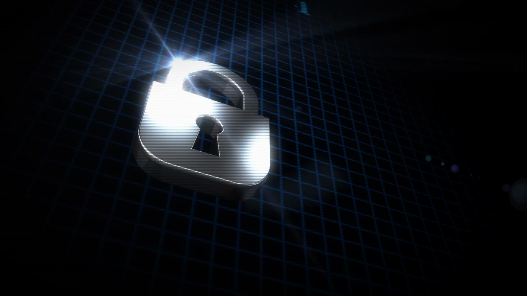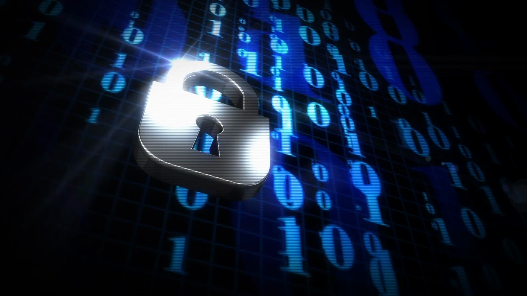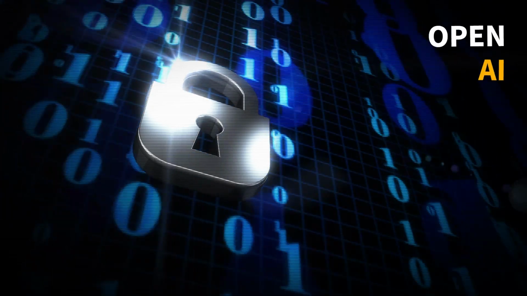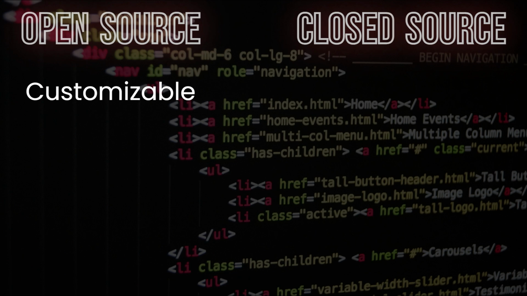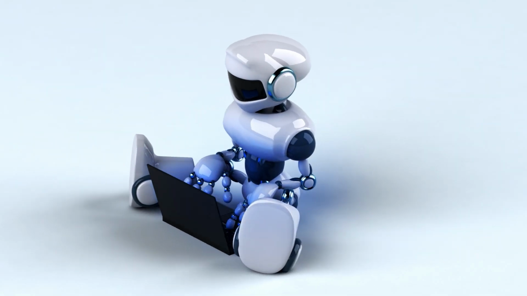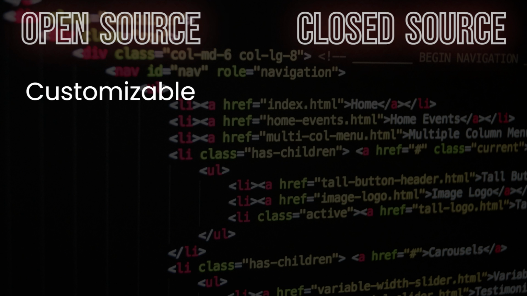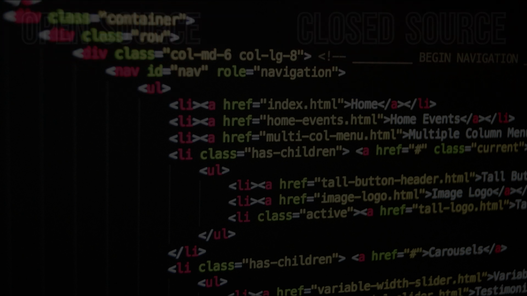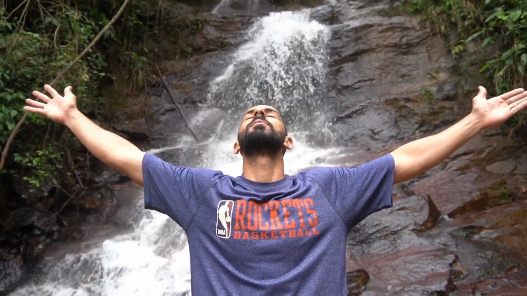Closed source, on the other hand, like ChatGPT, means the code is proprietary and controlled by the company that created it, that is OpenAI. Open source advantages are that it is customizable based on requirements. For example, if you are building a chatbot for customer support, you can fine-tune DeepSeek to understand your industry's jargon. With ChatGPT, you are stuck with what OpenAI provides, no tweaks and no customizations. Open source gives you the freedom to build exactly what you need.